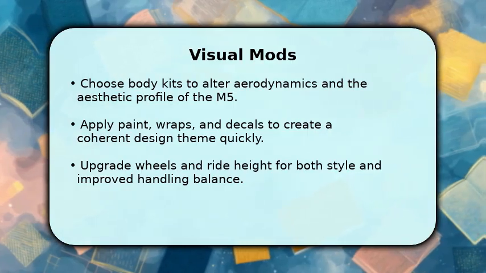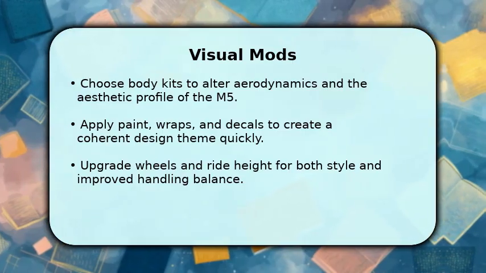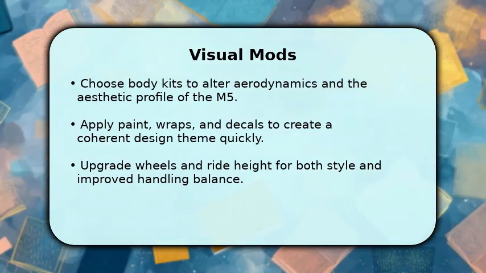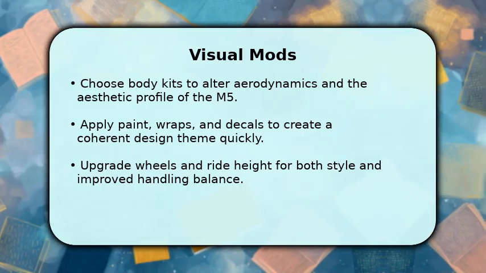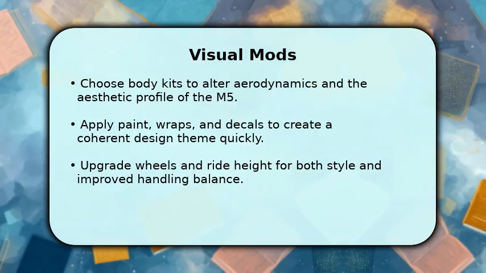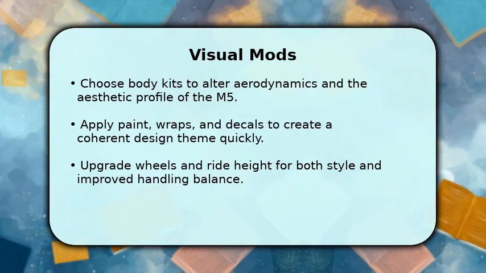Start by selecting body kits and paints to set the look, then adjust wheel offsets and ride height for stance and handling. I'll suggest color combos, wrap placement, and where to use matte versus gloss finishes. You'll learn quick tips to keep visual mods realistic and compatible with aerodynamic parts while maintaining a consistent style across the car.